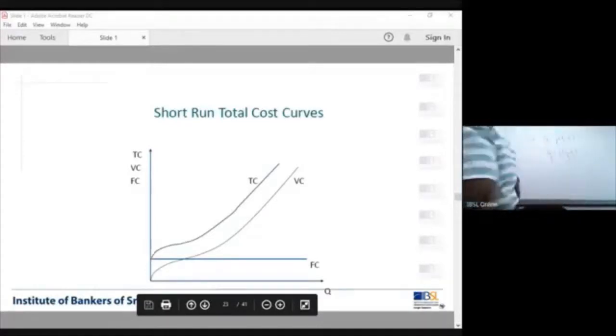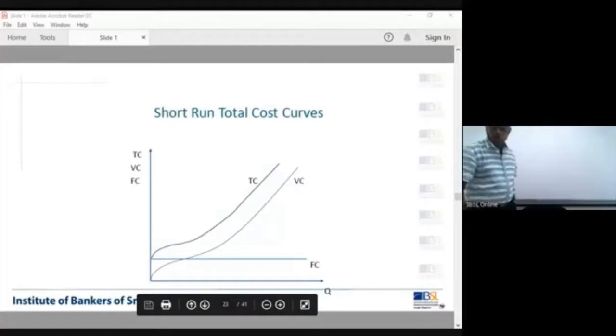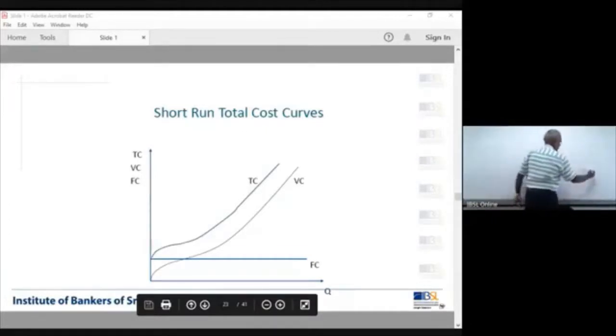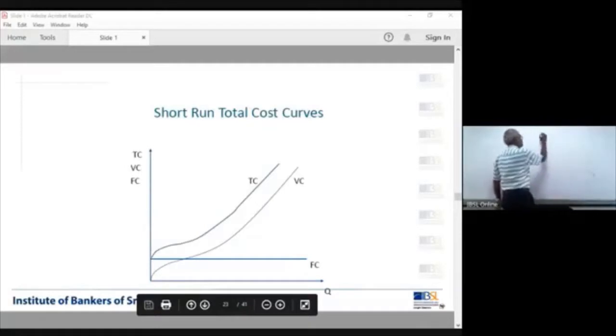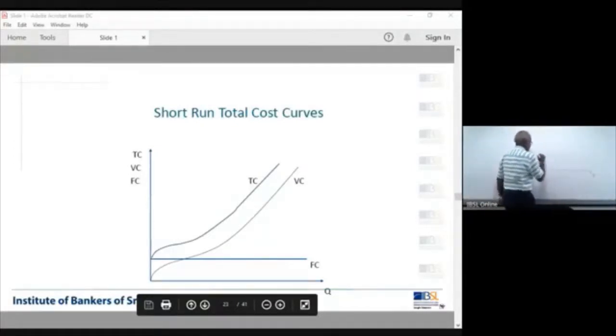Graphical representation of the short run cost. Output versus fixed cost. Output Q, fixed cost, FC. You produce 0 units, 10, 20, 30, 40, 50. Fixed cost is fixed. What is the shape of this curve? It is fixed. Fixed cost curve is fixed. It does not vary with the output level, whatever the output.